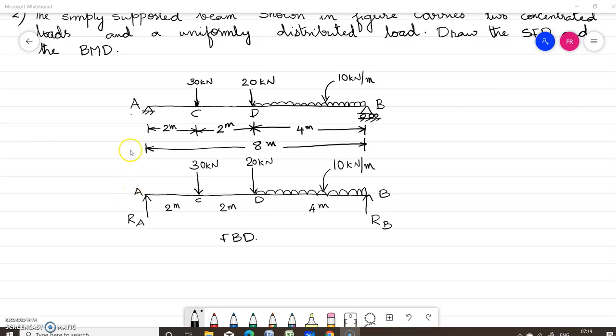First of all, let us draw the free body diagram. So here support A is a hinge support. You have two unknowns, a vertical reaction and a horizontal reaction, but there is no inclined load or horizontal load externally acting on this beam. So this horizontal reaction HA equal to 0. So the unknowns are vertical reaction RA and vertical reaction RB. So the first step is we have to find out the support reactions.